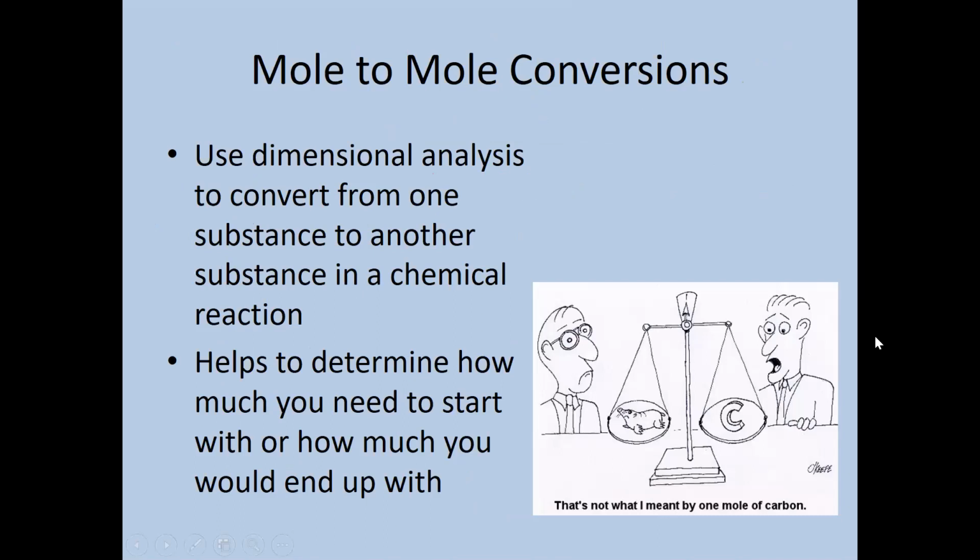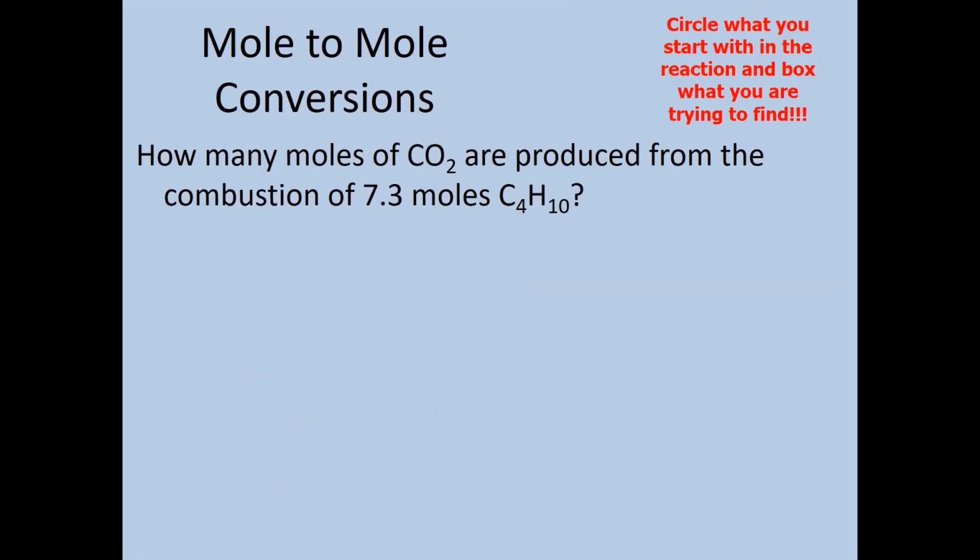All right, now, the first kind of problems we're going to do in stoichiometry are mole-to-mole conversions. So we're going to use those mole ratios we just talked about and dimensional analysis, which is the same process we're doing during mole conversions, to help us to switch from one substance to another substance in our conversion. So let's take a look at this. How many moles of CO2 are produced from the combustion of 7.3 moles of C4H10?